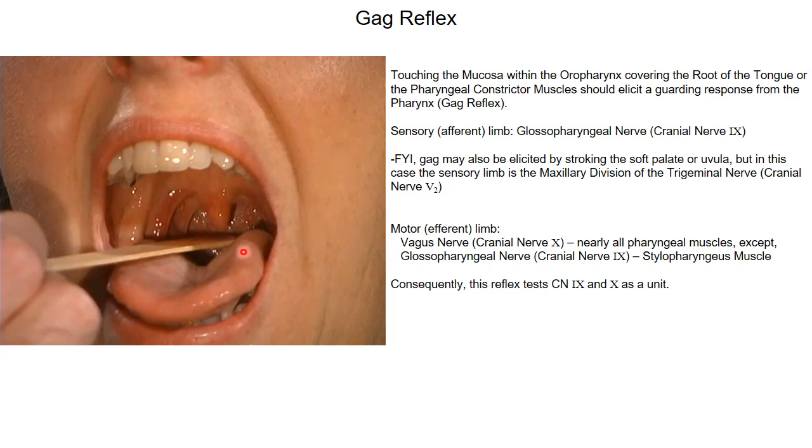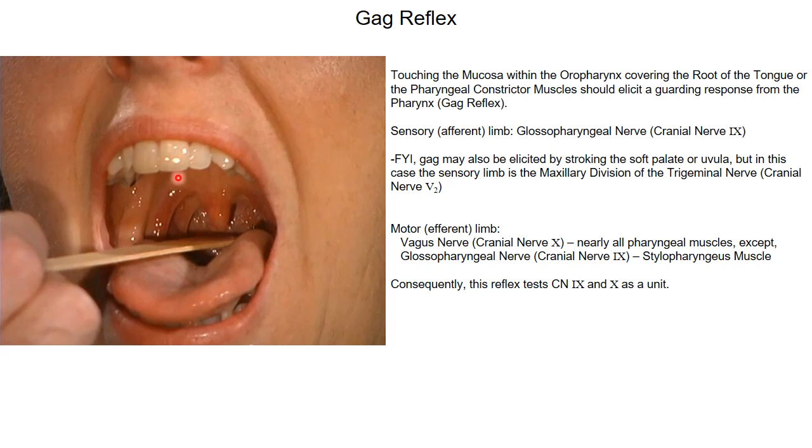Now the gag itself is basically a reaction of pharyngeal muscles to the pharynx or root of the tongue being touched. And so we think about the motor innervation of the pharynx. Well, it's all vagus or cranial nerve 10, with the exception, of course, of the stylopharyngeus muscle, which is the only muscle supplied by cranial nerve 9. So that muscle is going to be involved a little bit. Mostly it's the pharyngeal constrictors that react. Most of the muscles of the pharynx are supplied by vagus.